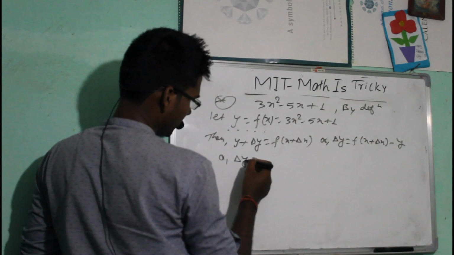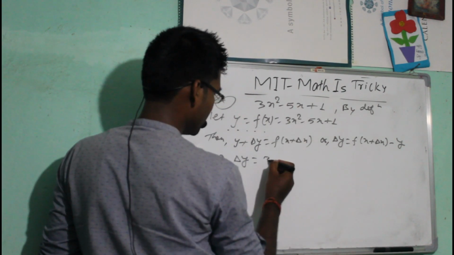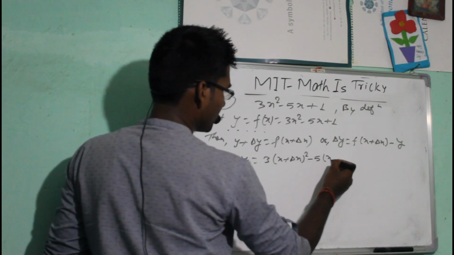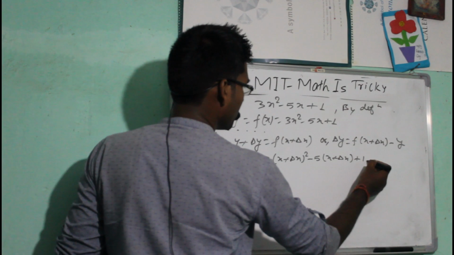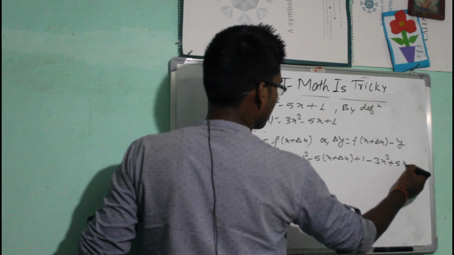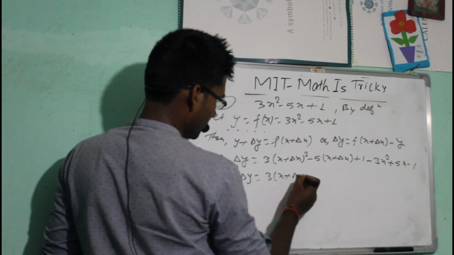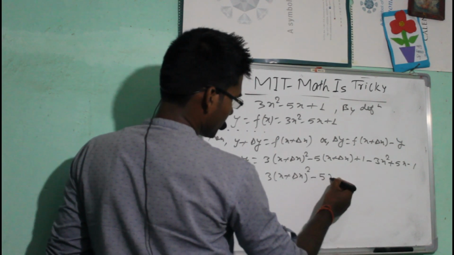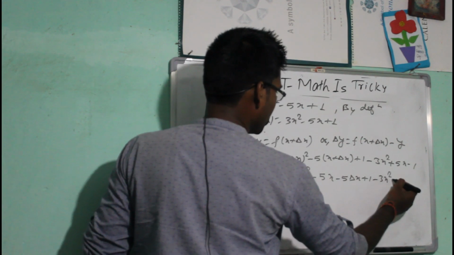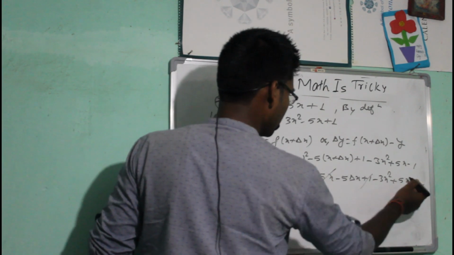The value of delta y is simply: replace x by x plus delta x, so it will be 3 times x plus delta x whole square minus 5 times x plus delta x plus 1 and minus 3x square, and minus and minus plus will be plus 5x minus 1. So if we simplify further, we get 3 times x plus delta x whole square minus 5x minus 5 delta x plus 5 minus 3x square, then plus 5x minus 1. So plus 1 minus 1 cancel, and minus 5x plus 5x cancel.